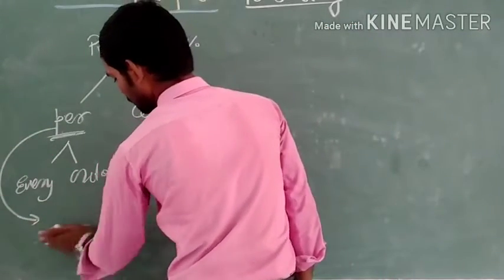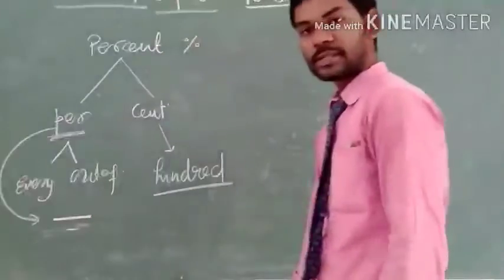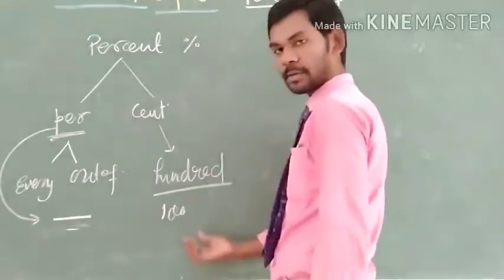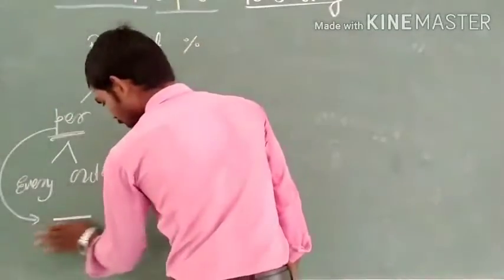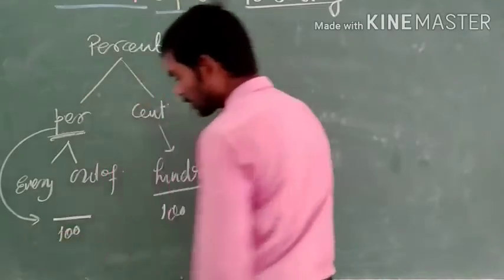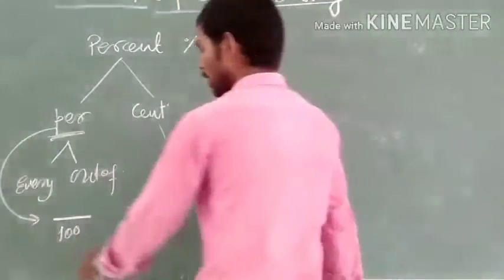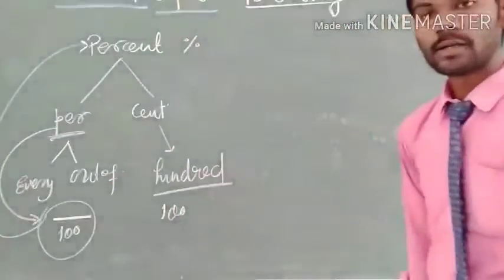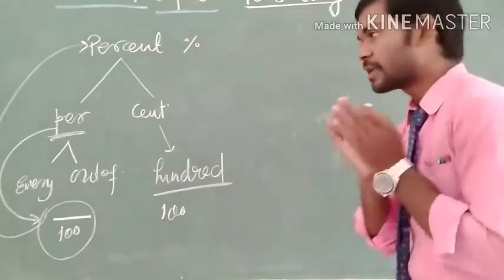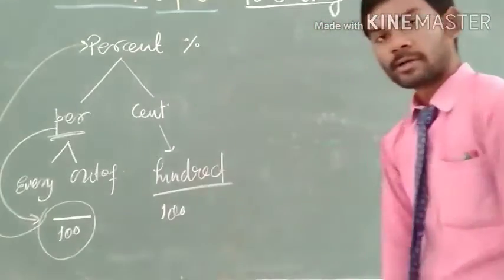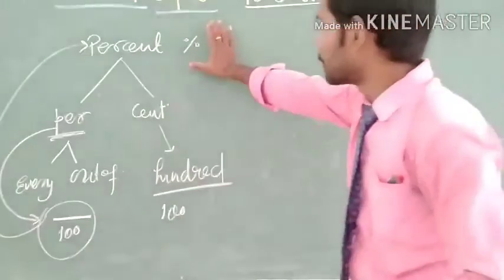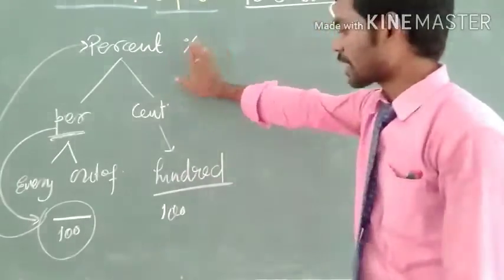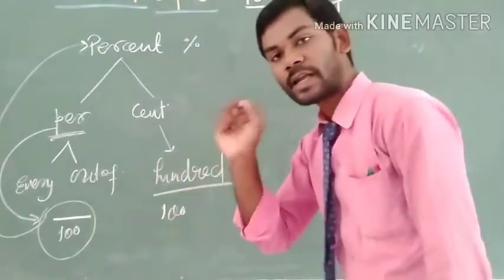Per is written like this. This is called per, and cent is written as 100. When we combine percent, we write upon 100. Therefore, upon 100 is known as percent. So whenever we convert this symbolic form of percent into mathematical form, we always write upon 100 for any number.